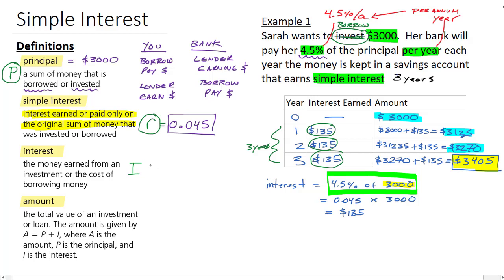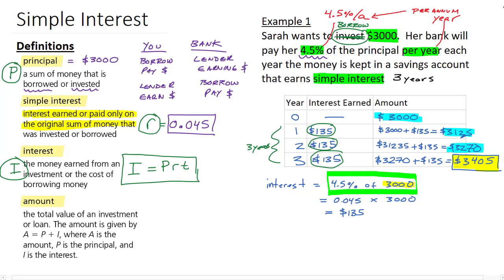So the interest you get is this. Here's the formula we want: I for interest. Interest equals the principal times the rate times time. So that's the formula we're looking for, and that's all we did.